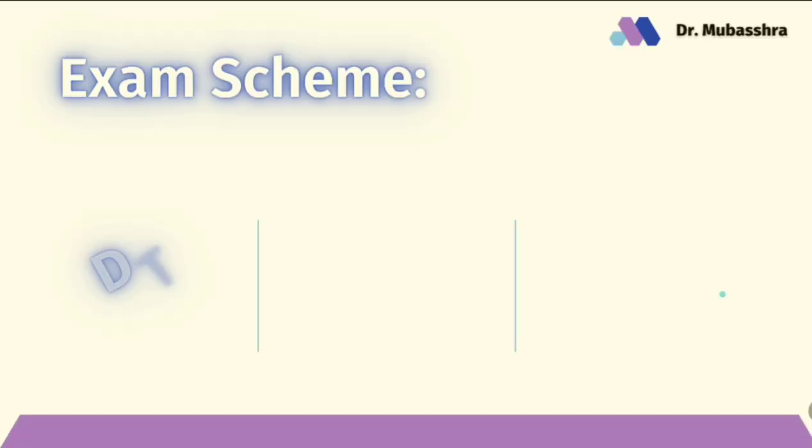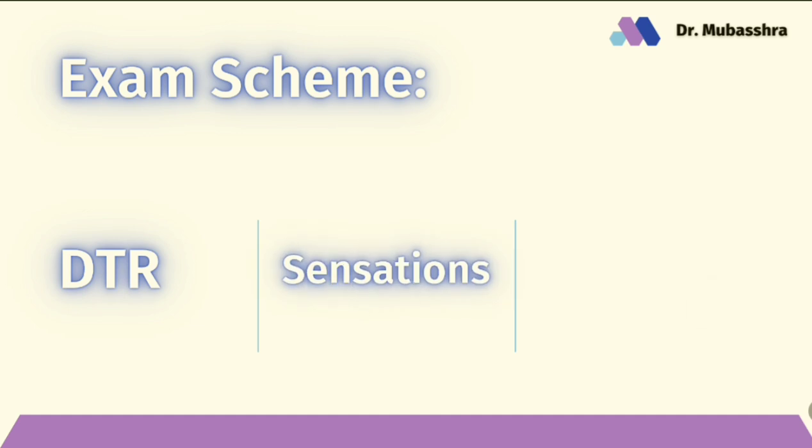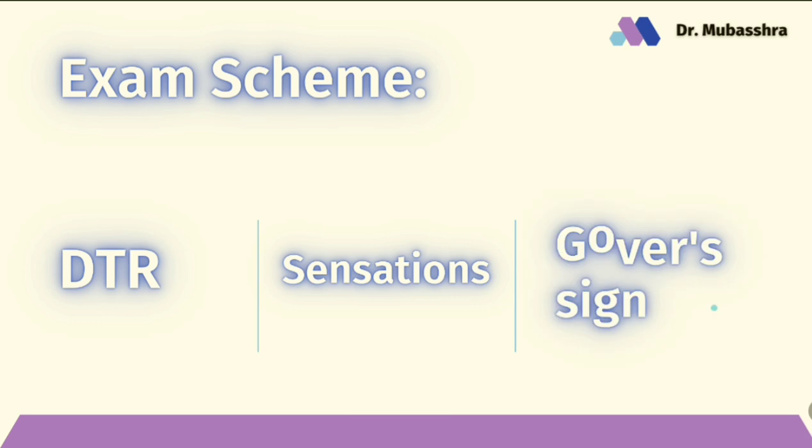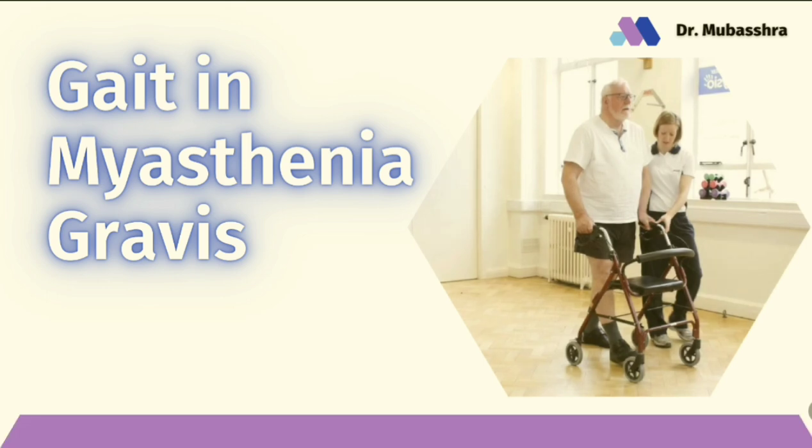After that, you will check for deep tendon reflexes in the upper limb. They are normal in Myasthenia gravis. Then check for sensations in the upper limb. Again, they are normal in Myasthenia gravis. And then offer the Gower sign, that is, in order to check for proximal myopathy in the lower limb, and check the gait of the patient. It will be normal in case of Myasthenia gravis or it can be a waddling gait.